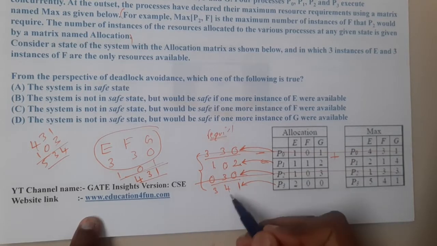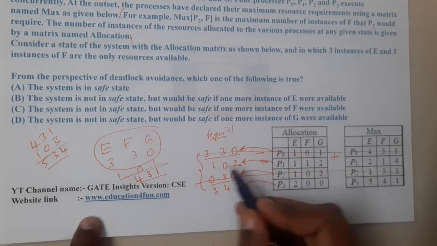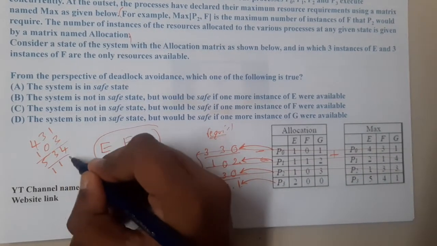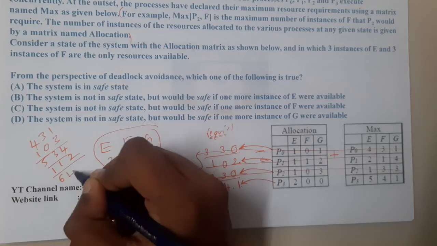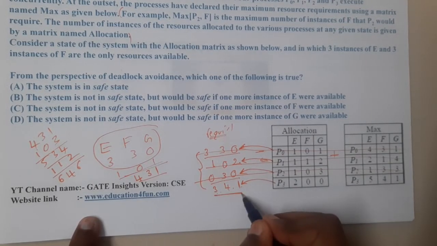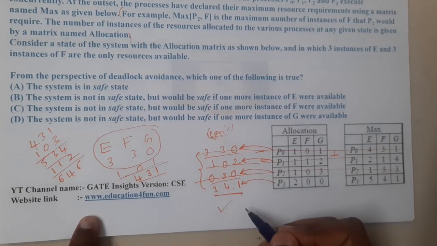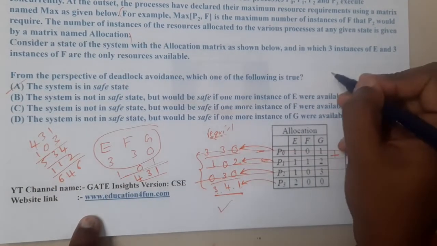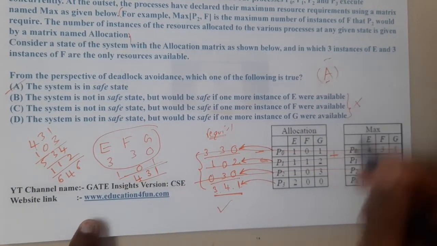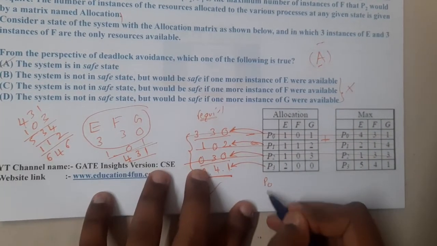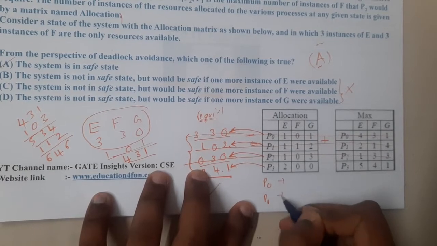With 5 3 4, I can execute this one. Similarly, with 5 3 4, I cannot execute this one. So now I will end up with P1. Once I execute P1, it will release 1 1 2. So I will end up with 6 4 6. Using this 6 4 6, I can execute the remaining one. So at the end, we get the safe sequence, right? So options B, C and D are absolutely wrong, and we have a safe sequence. To be clear, we have two different safe sequences, guys. The first sequence can start from P0 and the second sequence will start from P1.